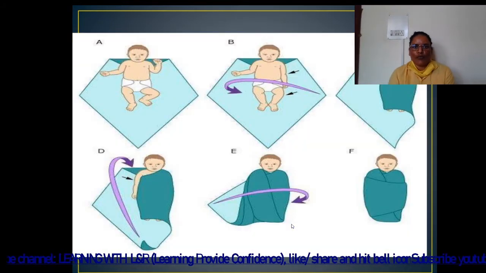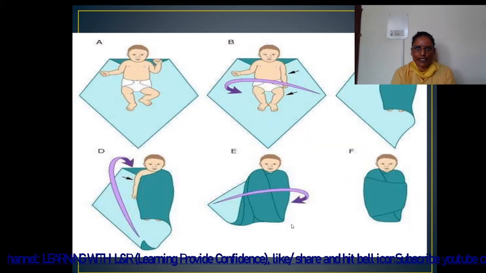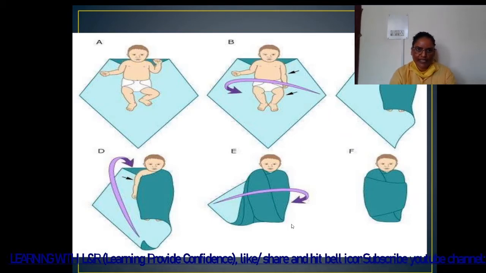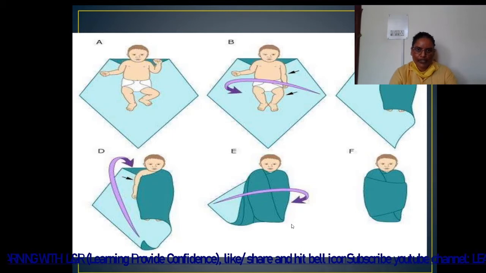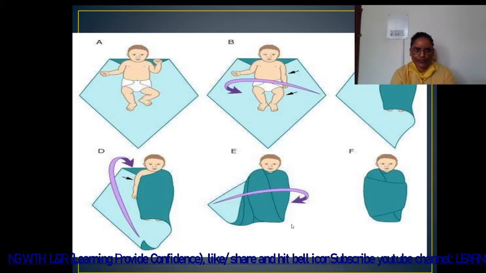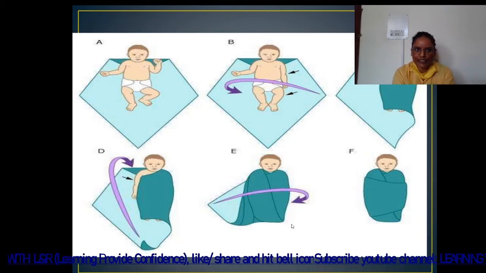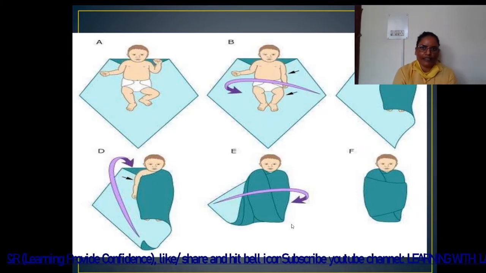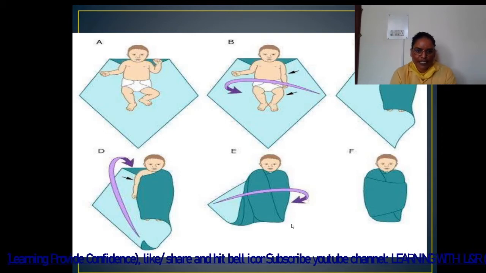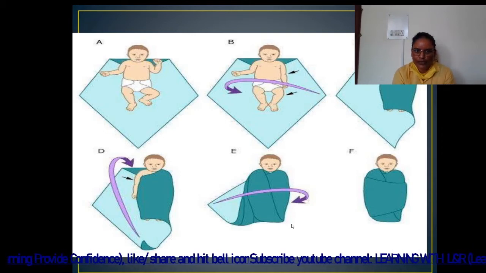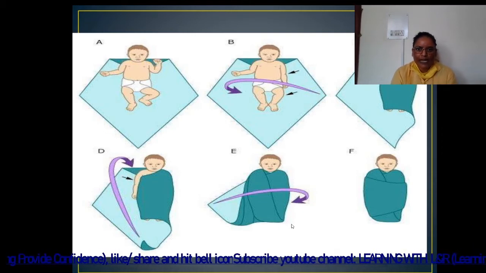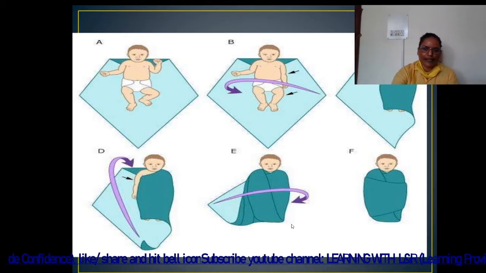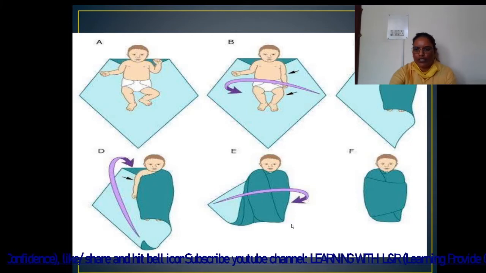The next is modified mummy restraints. Here we have to spread the sheet in a triangular manner and fold the sheet on the head side, then place the child and cover on one side, then the other one. After that you have to tie it, and at the end the modified mummy restraint looks like what we can see on the slide.